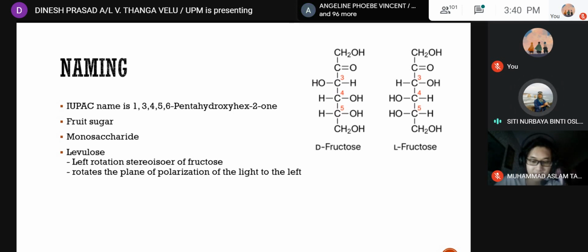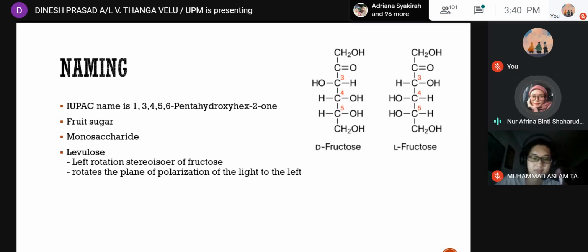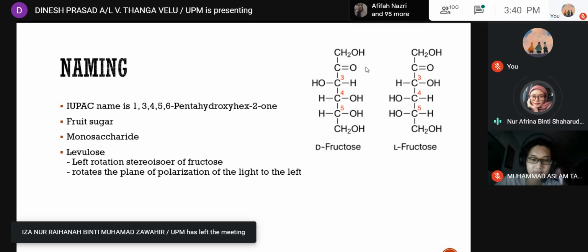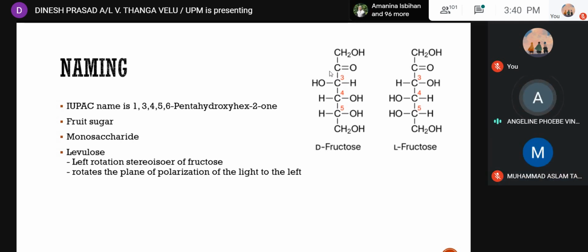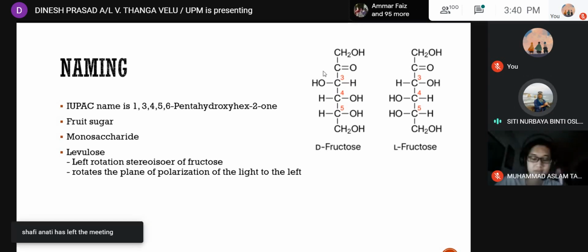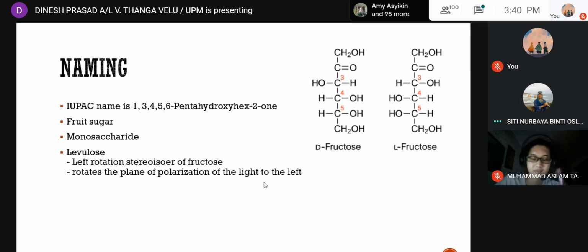Okay, so where is the functional group here? D-fructose. The functional group, we can see there is a ketone, at carbon number 2, attached to the oxygen with a double bond. So it is a ketone. So that means this is the functional group for fructose, right? Yes, because it is a ketone sugar. So this is the kind of information that we need to know more.